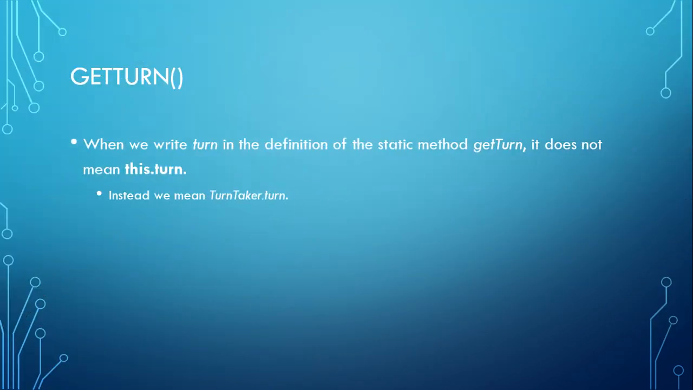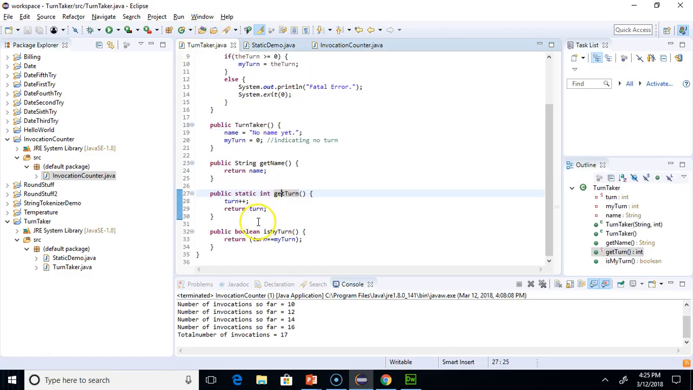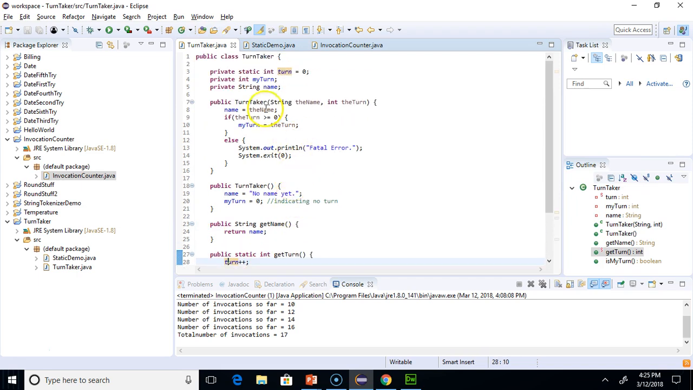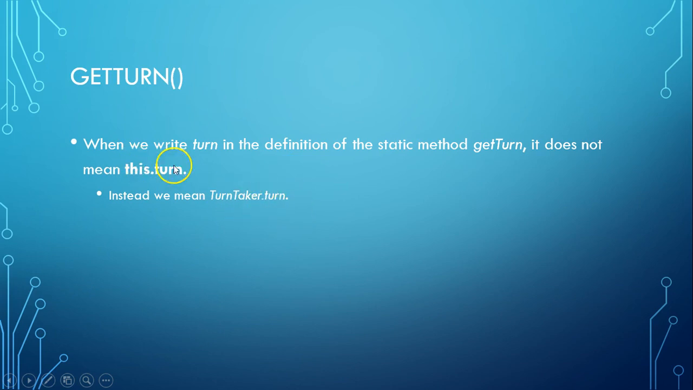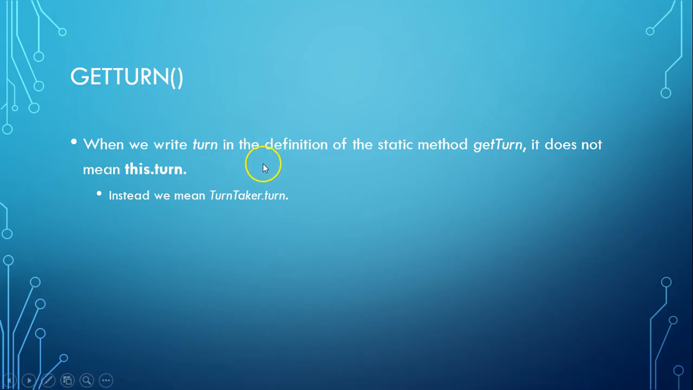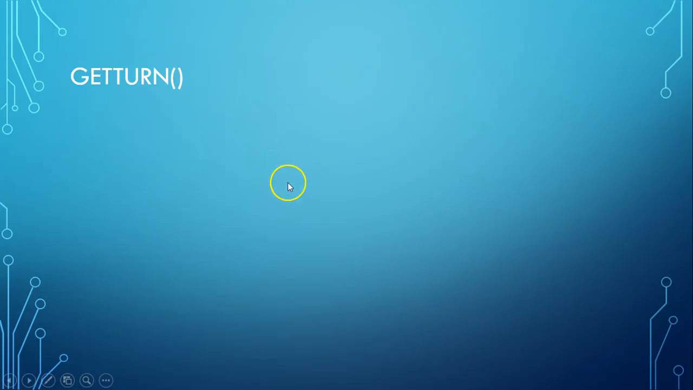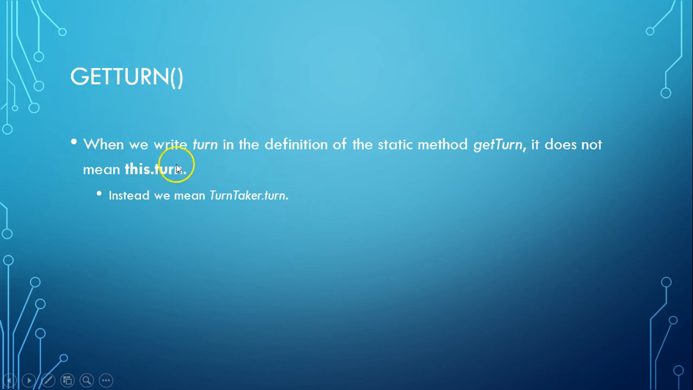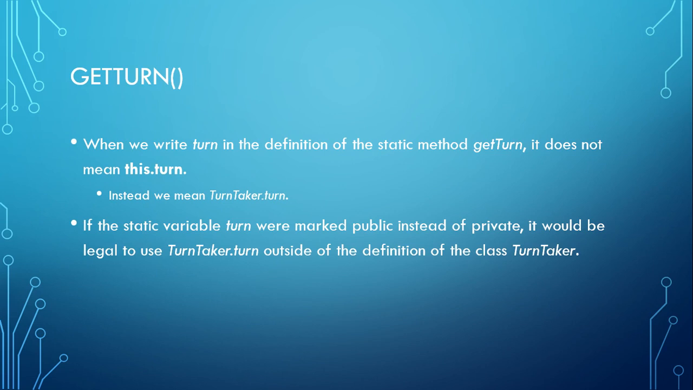Now, when we write turn in the definition of the static method getTurn, it does not mean this dot turn. So if I'm looking back here, this turn is not referring to this turn. Instead, we're referring to TurnTaker dot turn. So I'm referring to it as a member of the class, not of the object. Even though, yes, it is still referring to this variable, when it's static, it's no longer belonging to the object. So turn does not belong to the two objects, lever1 and lever2. Instead, turn belongs to the class. That's why we use TurnTaker dot turn. If the static variable turn were marked public instead of private, it would be legal to use TurnTaker dot turn outside the definition of the class TurnTaker.